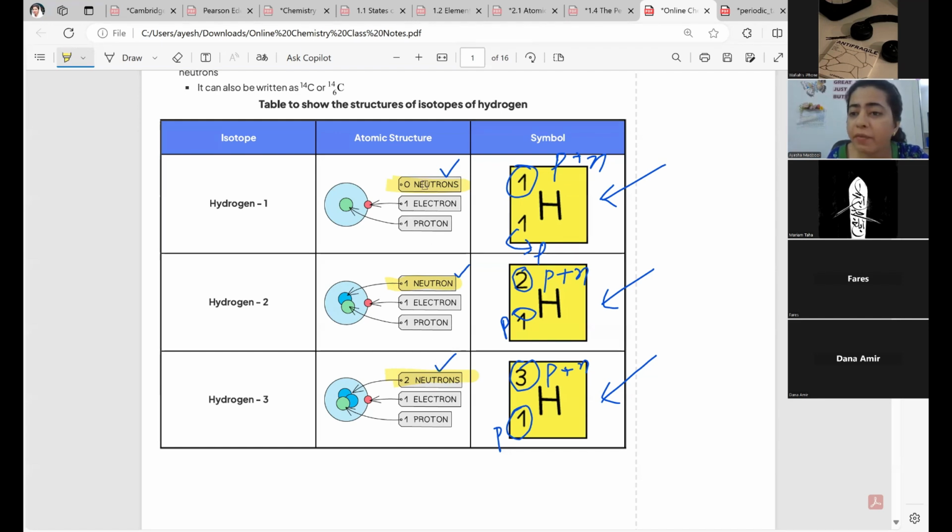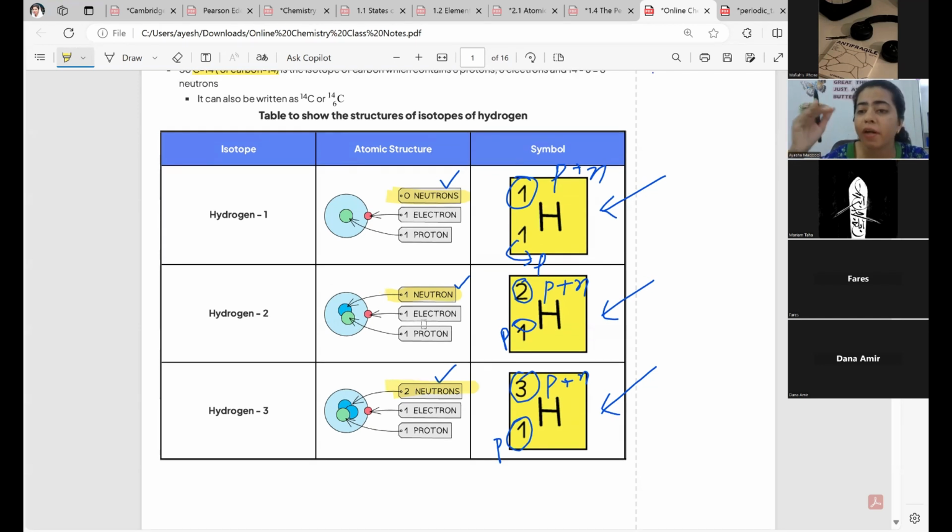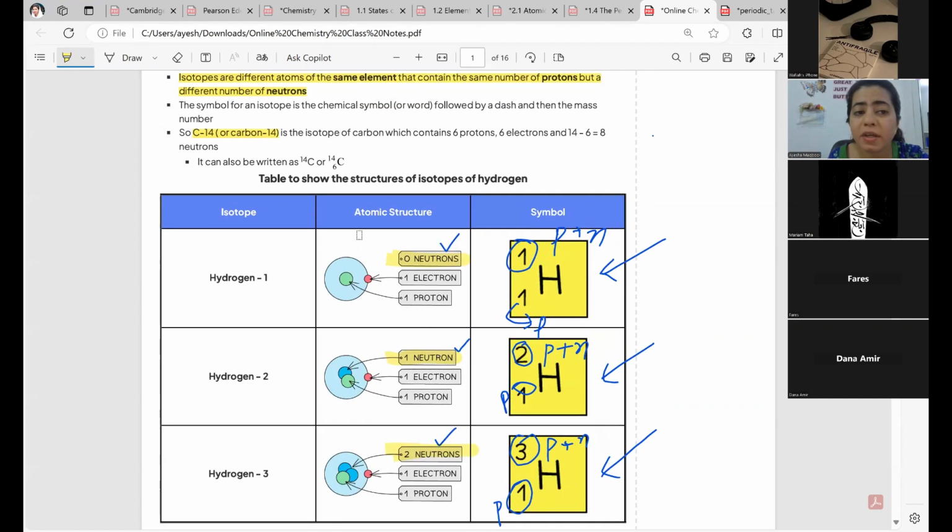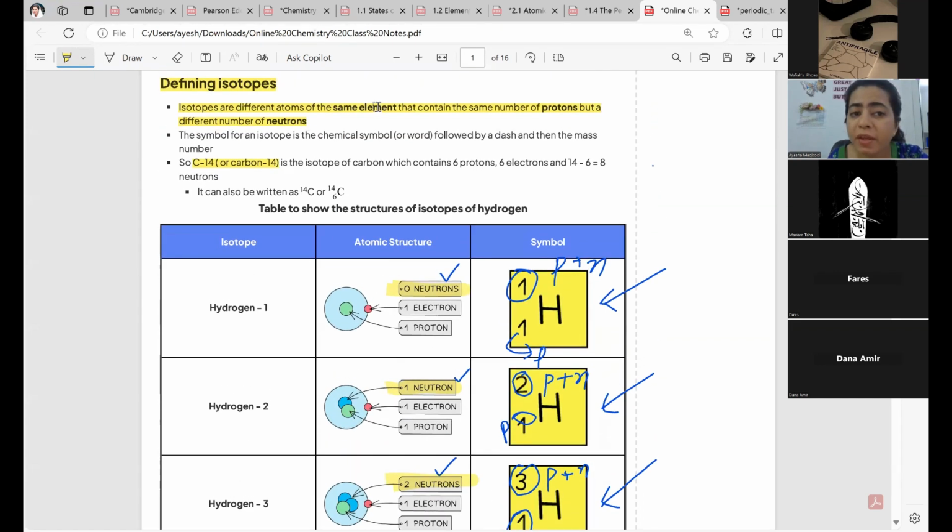So over here, we have different numbers of neutrons. All these 3 different forms of hydrogen have the same number of protons, the same number of electrons, but different numbers of neutrons. These kinds of atoms of the same element hydrogen are known as isotopes. So how can we define isotopes? We can say they are different atoms of the same element which contain the same number of protons but different numbers of neutrons. Neutron number is different only.